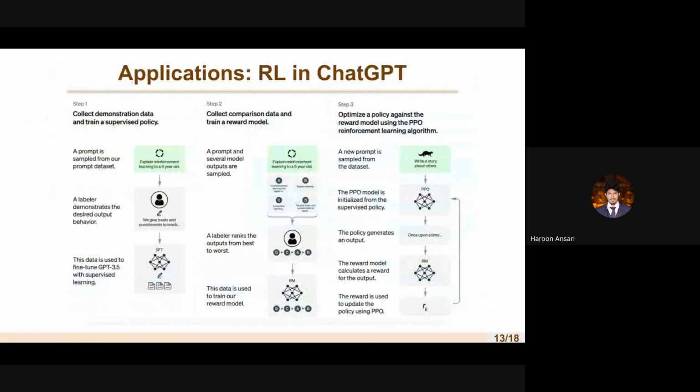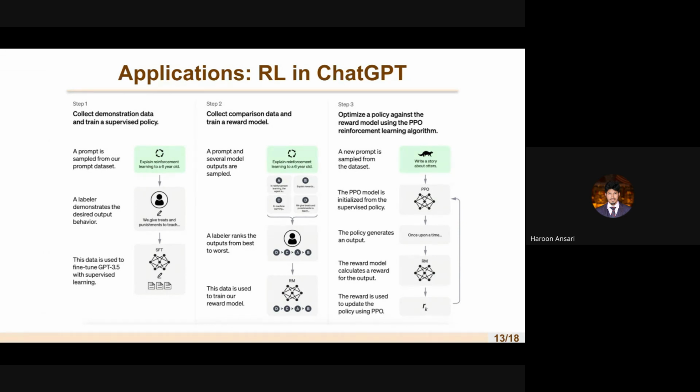Now coming to the next application, that is ChatGPT. I hope everyone has heard of ChatGPT. It is the biggest hype thing we are seeing nowadays. Let's understand how it works, and we'll see how RL plays an important part in the training of ChatGPT. There are three steps that are essentially used in training ChatGPT. One is that they train on demonstration data.